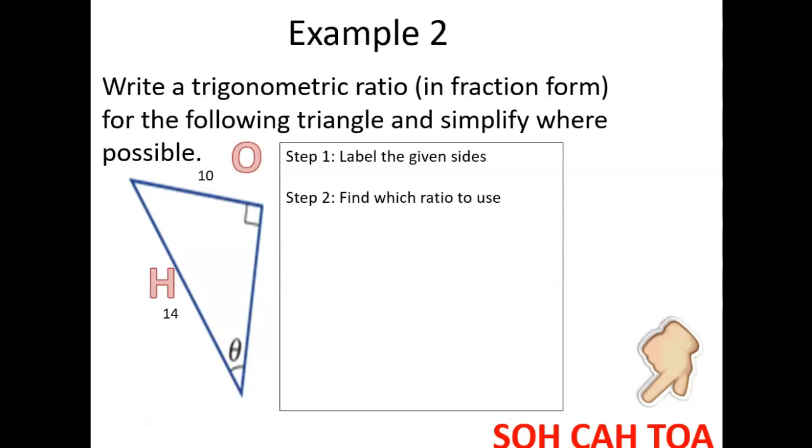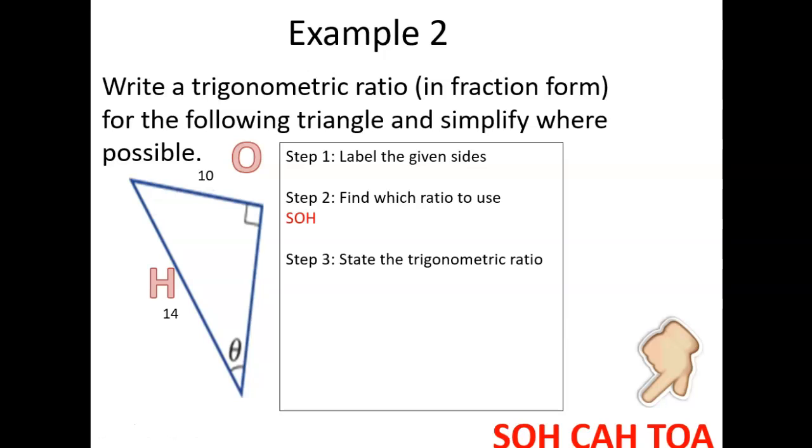Second step, find which ratio to use. That's what this is pointing to here. If we've got the opposite and the hypotenuse sides, we're going to use the sine ratio. So you can see that O and H is associated with S.